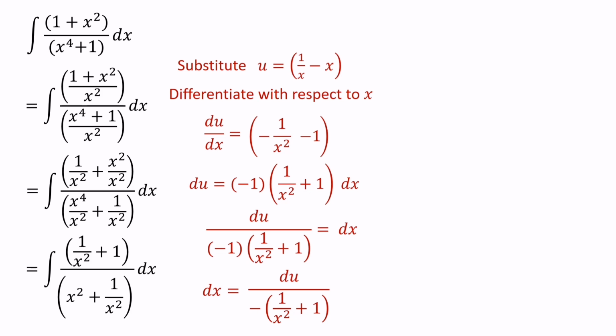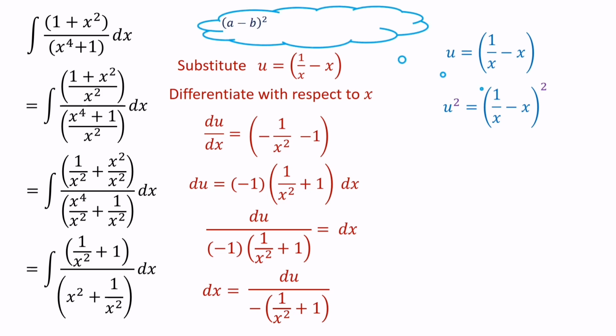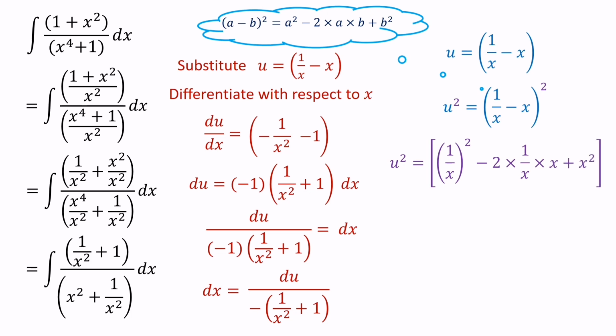Since u equals 1 over x minus x, we can square both sides and write u squared equals 1 over x minus x perfect squared, just like a minus b perfect squared. We know a minus b perfect squared we can write as a squared minus 2ab plus b squared. In here we can write 1 over x perfect squared minus 2 times 1 over x into x plus x squared. In here 1 over x is just like a, x is just like b.